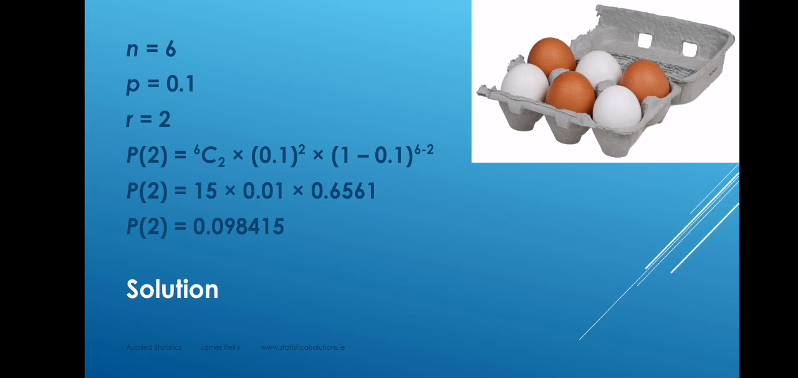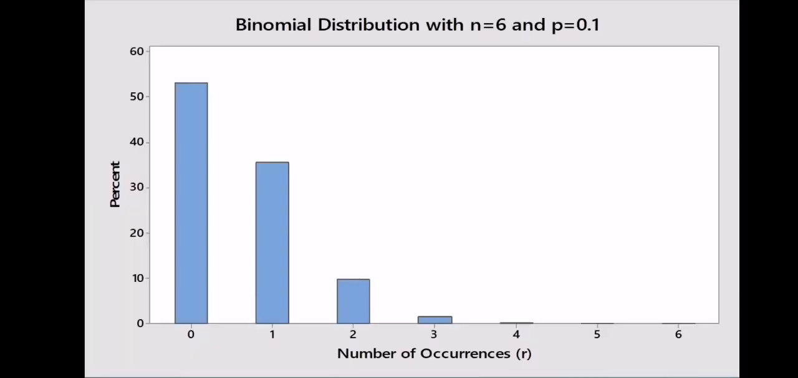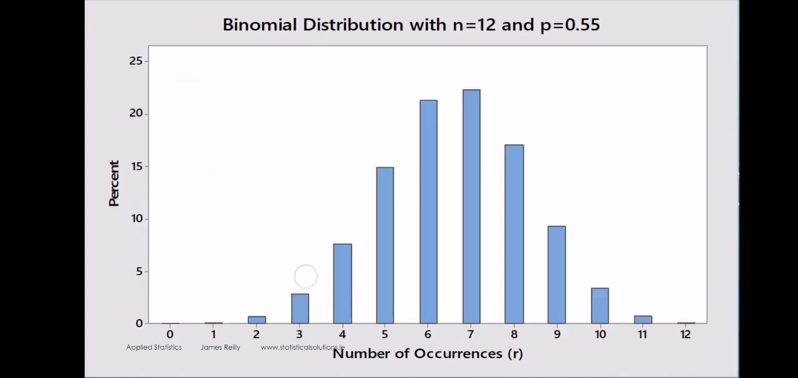We could, of course, have calculated the probability that there would be no brown eggs or 1 brown egg or 2 all the way up to 6. And in fact, this distribution shows the answers we would have got had we done that. The lower values, of course, are much more likely because the brown eggs are scarce in the population. If we had wanted to know the probability of there being a different number of occurrences, we could substitute that value of R into the formula.